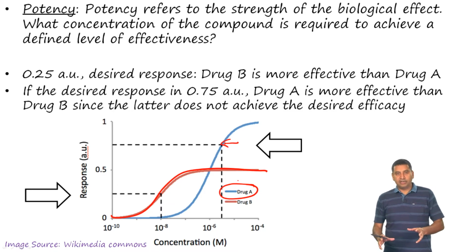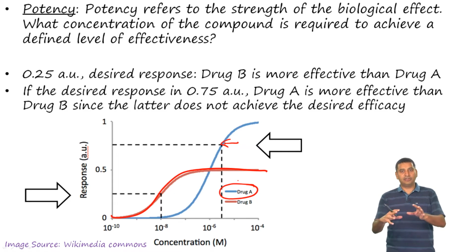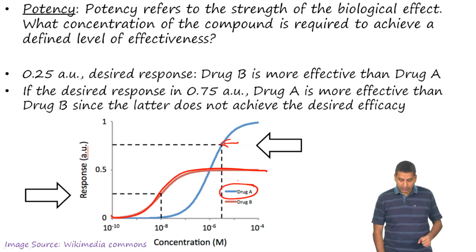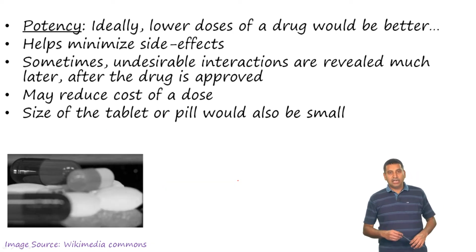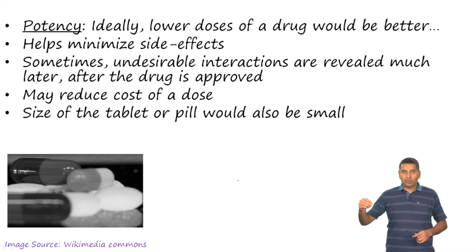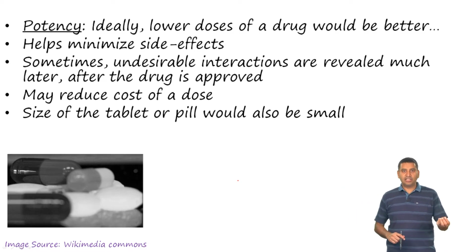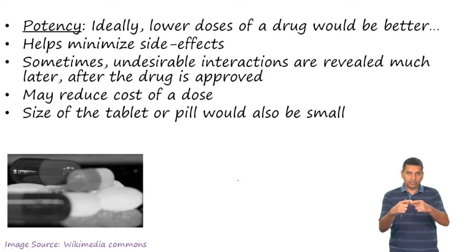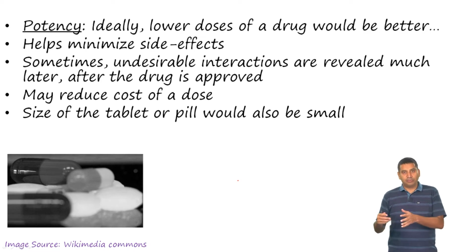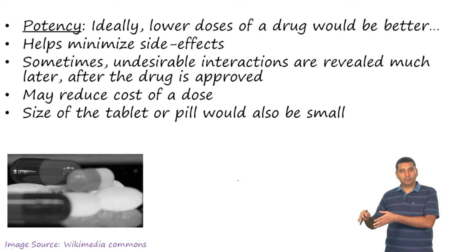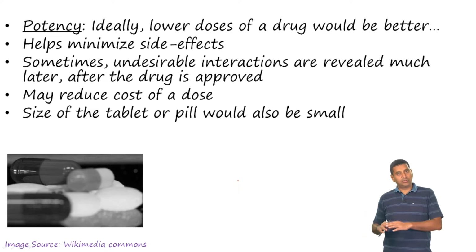So, to understand potency, one needs to understand what the desired effect is and the concentration at which the desired effect is being achieved. Now, in an ideal world, one would require an extremely low dose of a compound or a drug. This helps with reducing the size of the tablet or the pill. It also may reduce the cost of a dose, because the lower the amount of compound that needs to be synthesized or prepared, the cost also goes down.